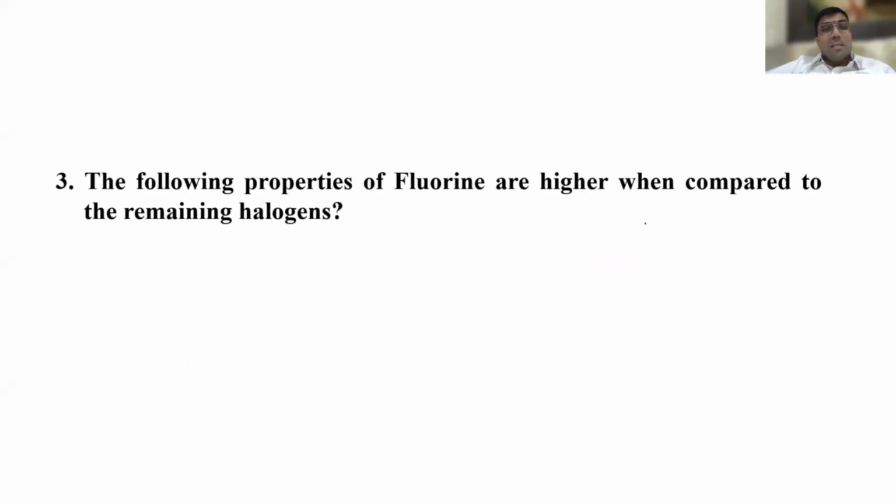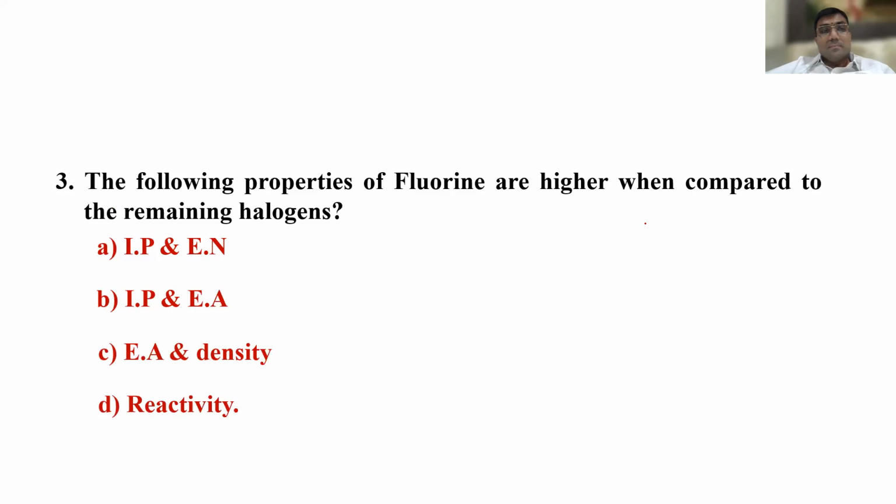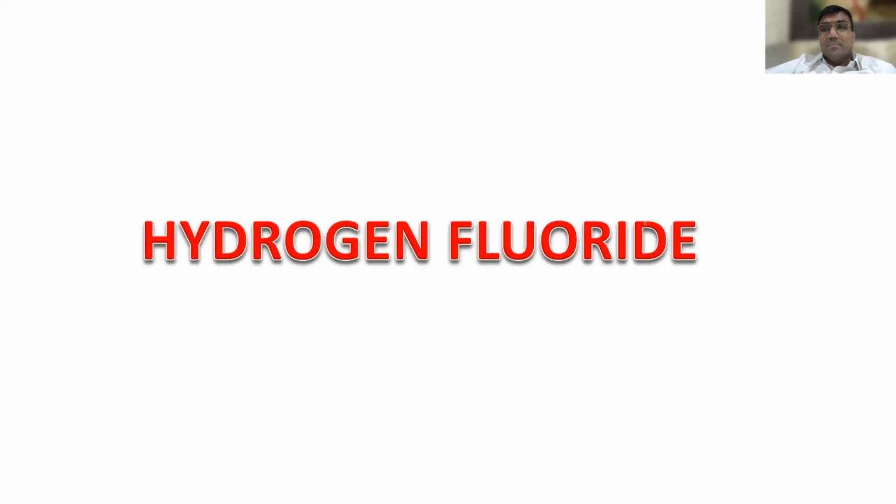The following properties of fluorine are higher when compared to the remaining halogens. What are those? So all halogens are reactive. IP and electronegativity, these both are higher. Electron affinity is not higher. Sir, but chlorine has more electronegativity than fluorine, right? No, fluorine is 4.0. Your electron affinity, you are just mistaken. Okay, fine.